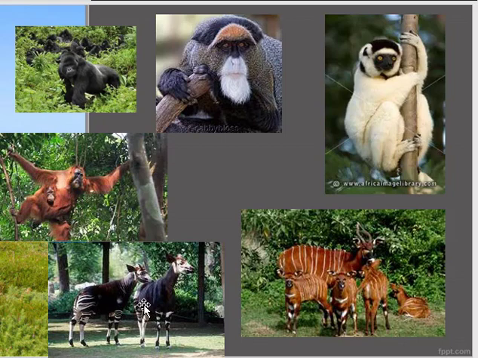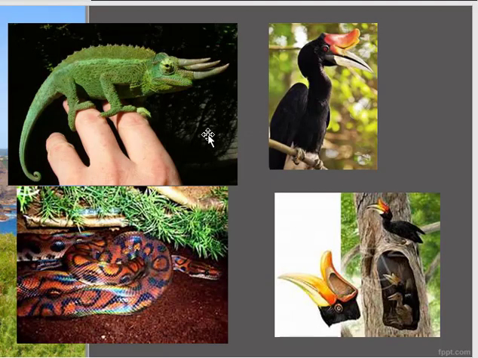The okapi, this species wasn't discovered until the 20th century. It was a legend. It's related to giraffes. The sifaka is considered to be sacred and a bad omen in Madagascar. It carries the spirit of the dead because it has this very eerie cry. These are critically endangered. A lot of these species are critically endangered.